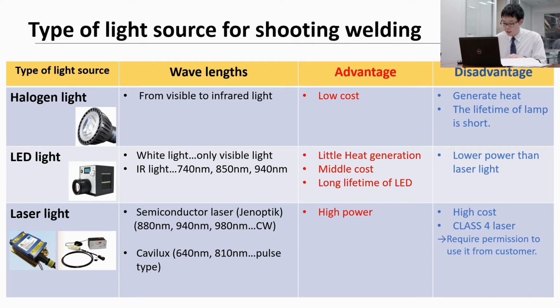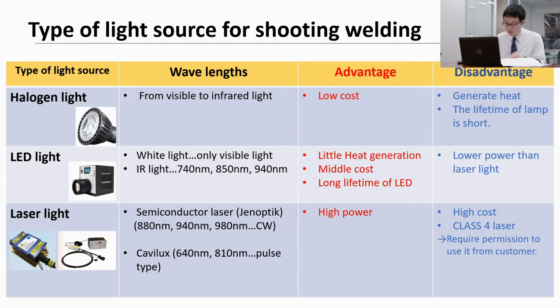Next, we will share with you the types of light source we usually use for shooting welding. When shooting welding, it is common to use a light source to illuminate the area around the welding pool. There are mainly three types of light source. First one, the halogen light source. The wavelength of this light source is from visible to infrared light. This light source has the advantage of low cost, but there is a heat problem. In addition, the lifetime of the lamp is short.